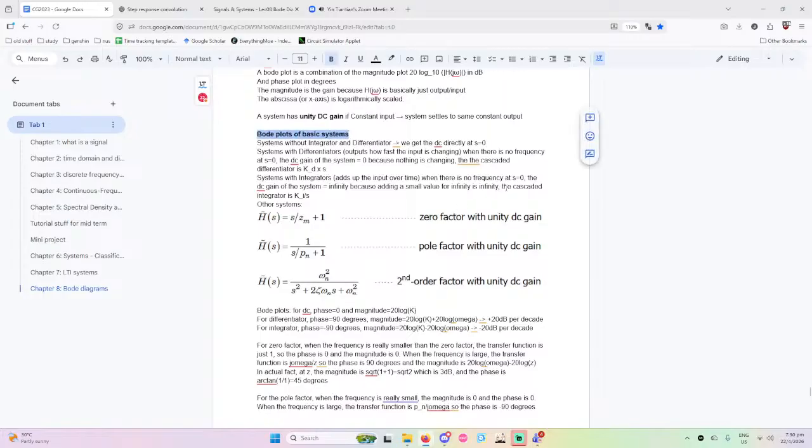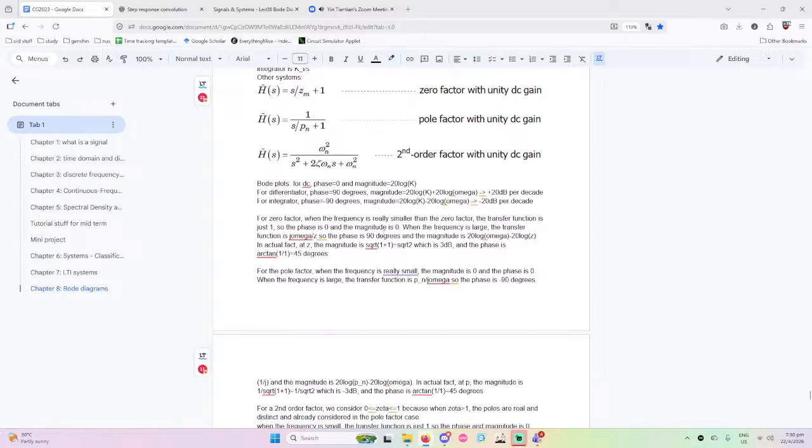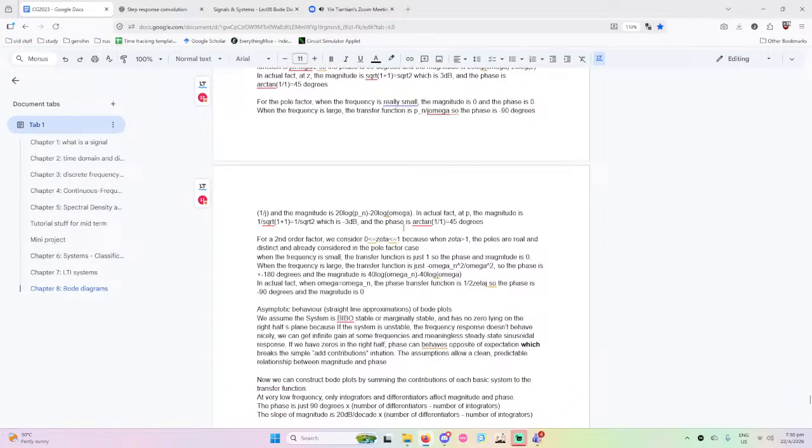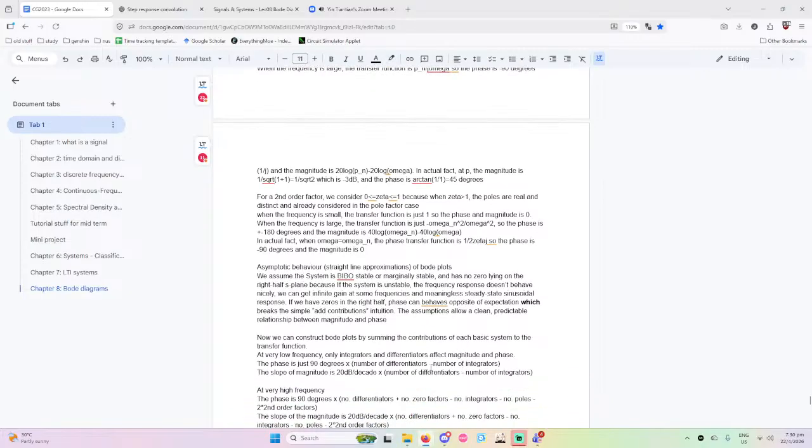So according to the transfer function, we will be able to write out the frequency response. For the first one, it is still kdc. Second one is kd multiplied by jω. Third one is ki multiplied by 1 over jω. Fourth one is jω over zm plus 1. Fifth one is 1 over (jω over pn plus 1). The last one is omega n squared over (minus omega squared plus 2jζ omega n omega plus omega n squared).